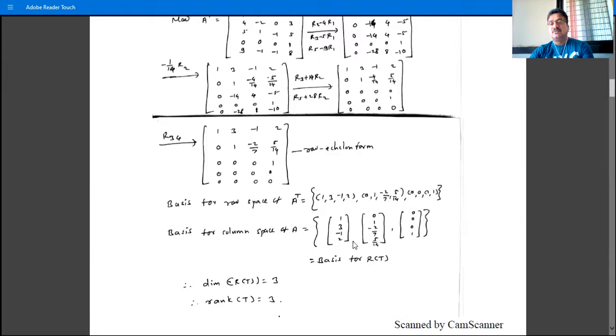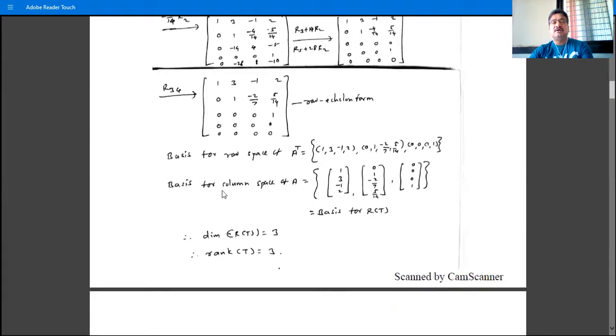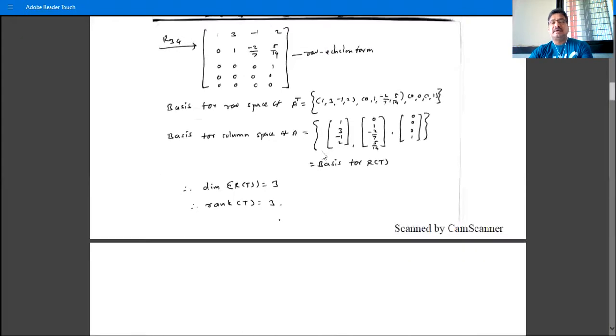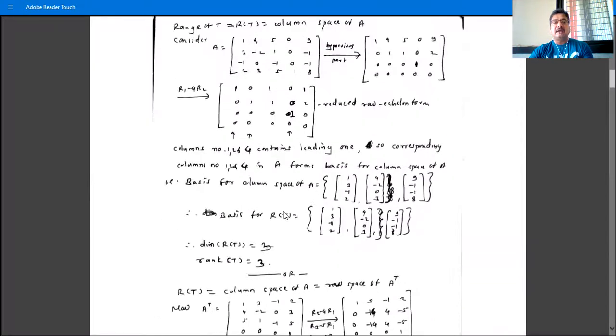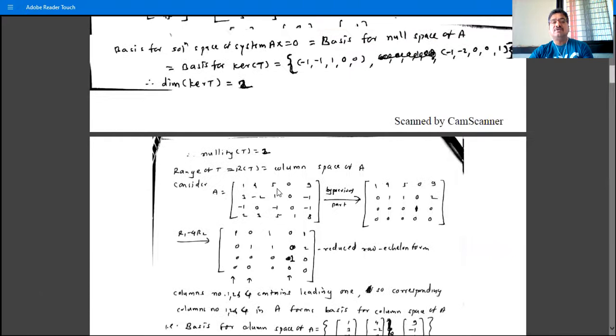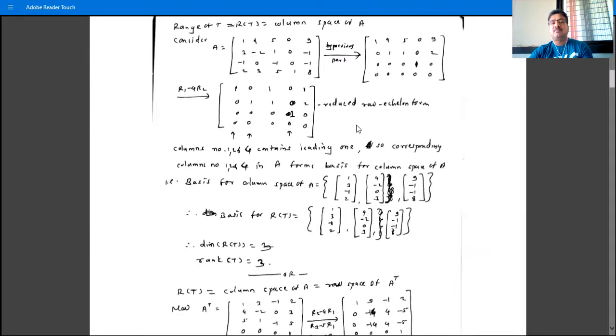So this is the basis for RT, because the basis for the column space of A and RT are the same. This set is the basis for RT, and therefore the dimension of the range of T is 3, because this set contains three elements, and therefore the rank of T is 3. So we can find the rank of T by using this procedure, that is, reduce the matrix A to echelon form.